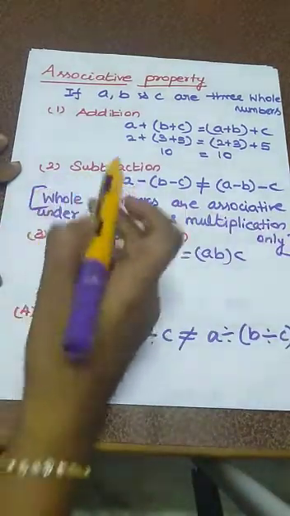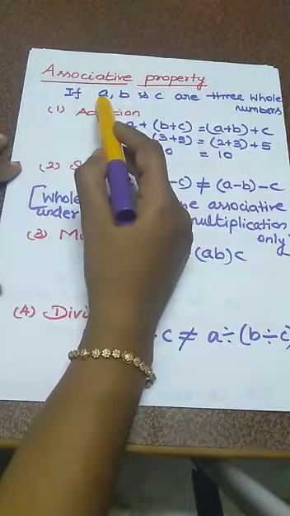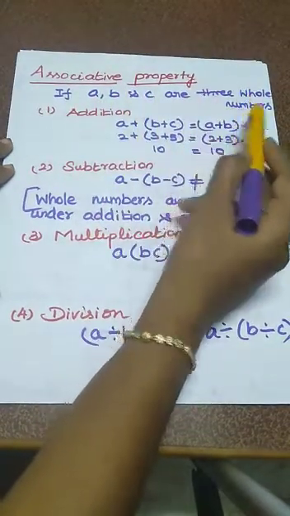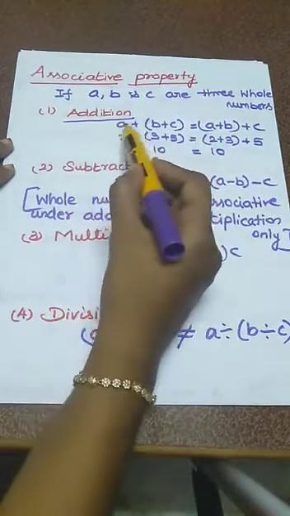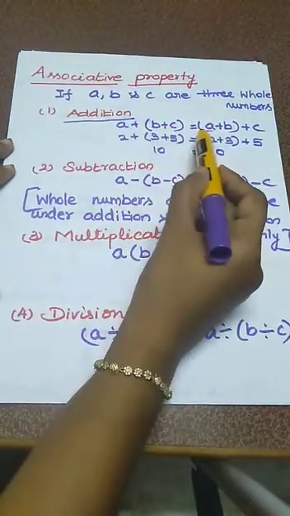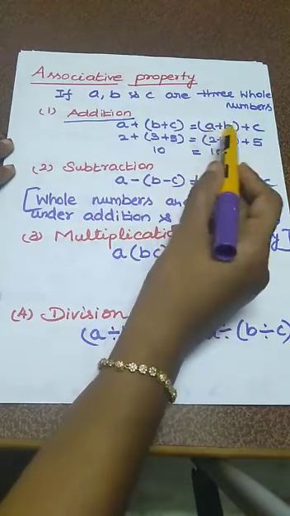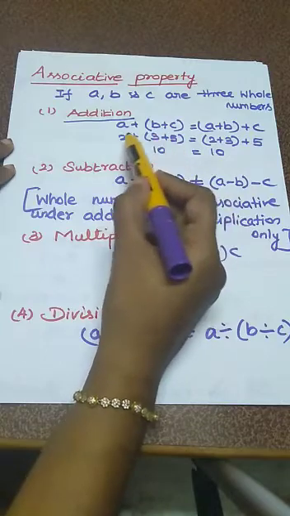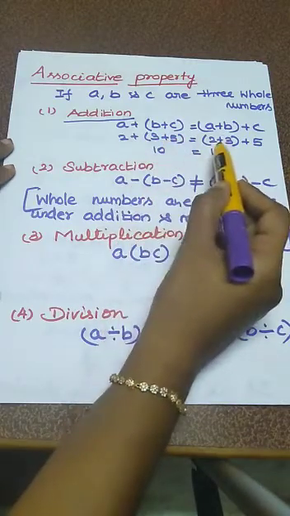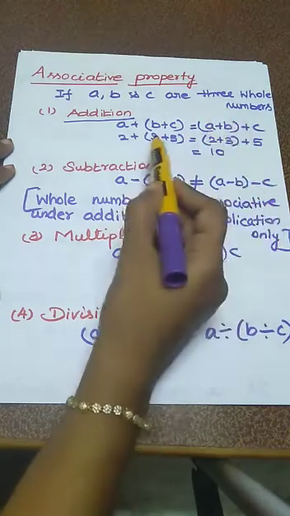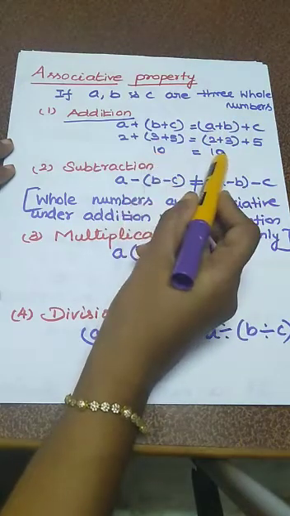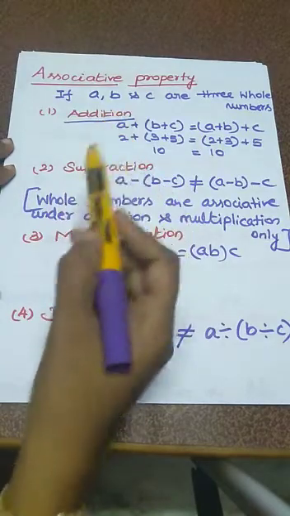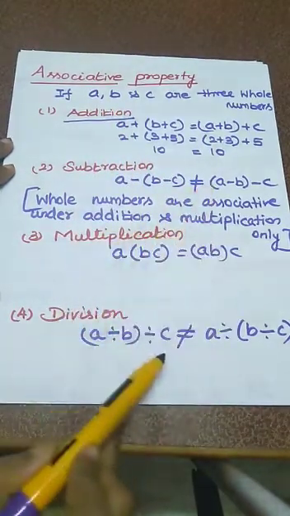Here, for the associative property we have to apply three values. First values A, B and C. These are three whole numbers. For addition we have to apply the condition A plus of B plus C is equal to A plus B plus C. Just interchange the values. For example, take three values 2, 3, 5. 2 plus of 3 plus 5 is equal to 2 plus 3 plus 5. So what is the value? 10 is equal to 10. LHS is equal to RHS. Actually associative property is true in addition, but it is not true in subtraction and division.